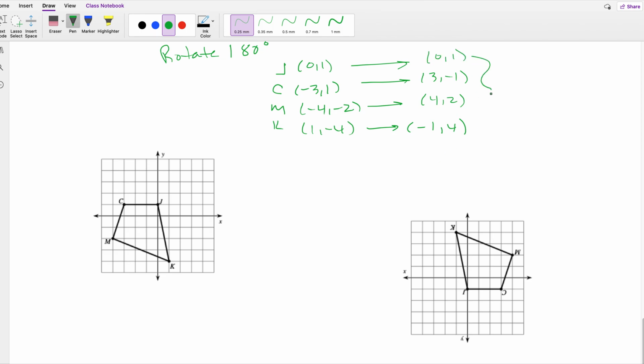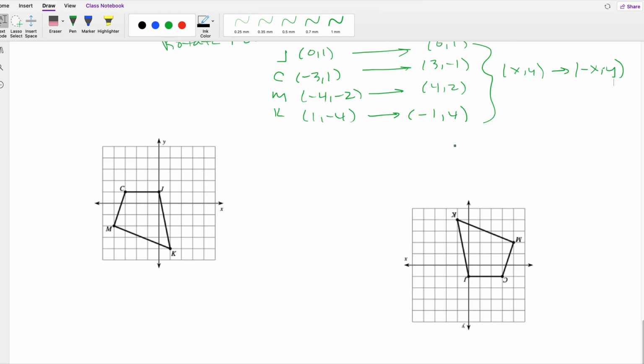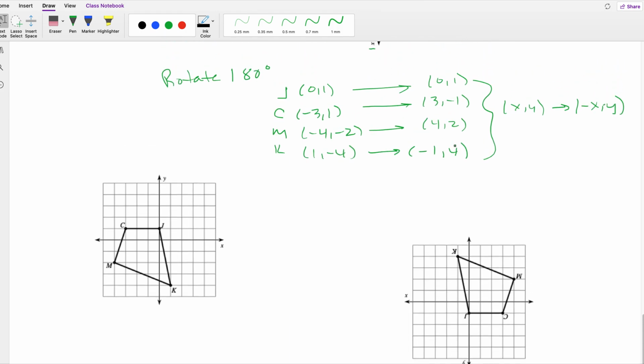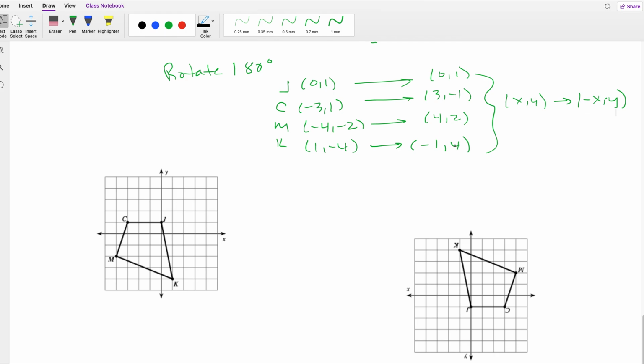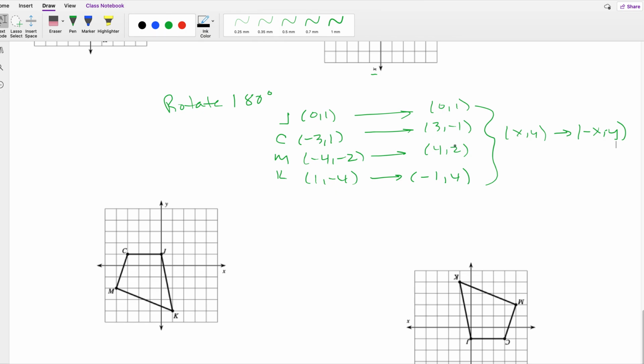And so if we generalize, what happens here is for every point x, y, you get negative x, negative y. And so that is completely a 180-degree rotation. And again, we can continue this, do it again for 270, or we could go on the other direction and make similar generalizations.